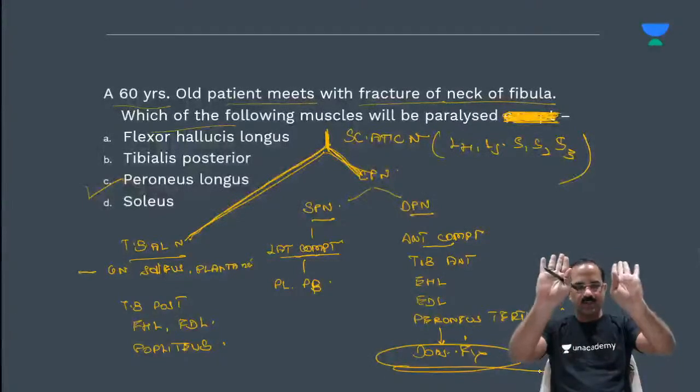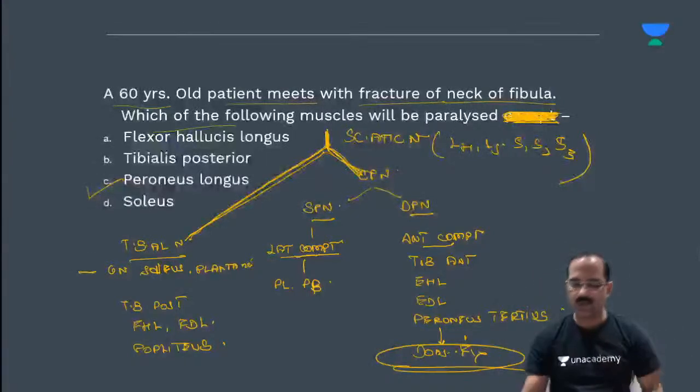So it dorsiflexes. If this action is lost, the foot goes down. And what is that known as? Foot drop. That is known as foot drop.